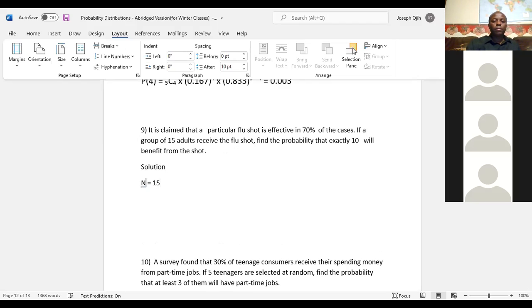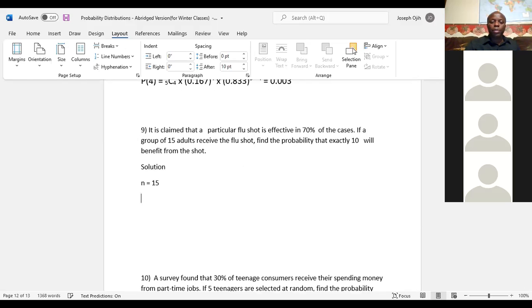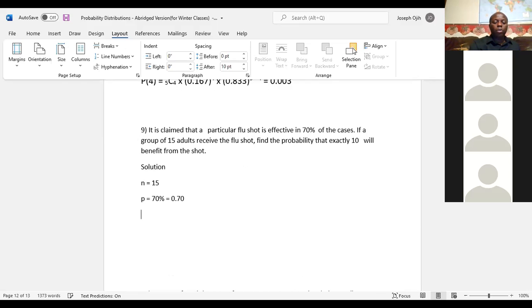N is 15 then. N is 15. And it says that a particular flu shot is effective in 70% of cases. So P is 70%, which is 0.70. And Q is always 1 minus P, which is 1 minus 0.70, which is 0.30. You can verify this with a calculator.